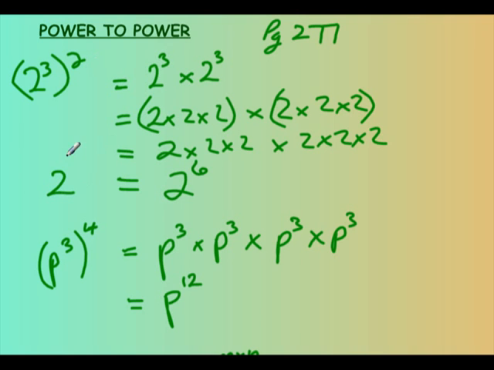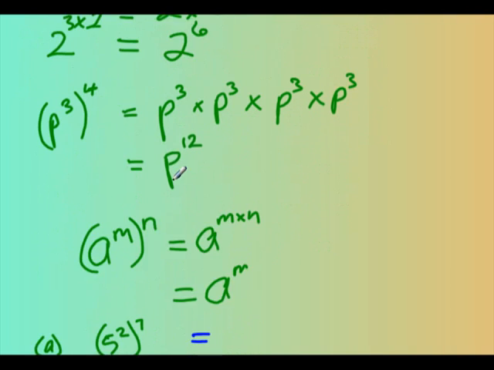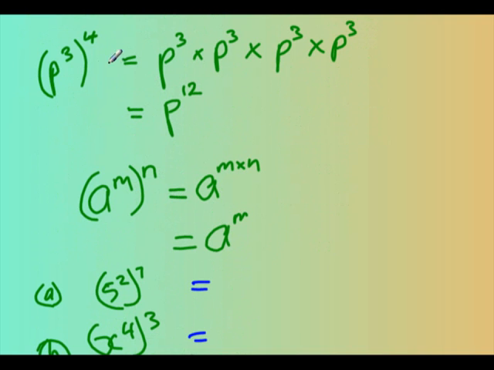If you said multiplication, you're correct. So when we raise a power to a power, it seems as if multiplying the powers would just be a simple solution. Let's try this one and see if it works. p to the third raised to the fourth power.